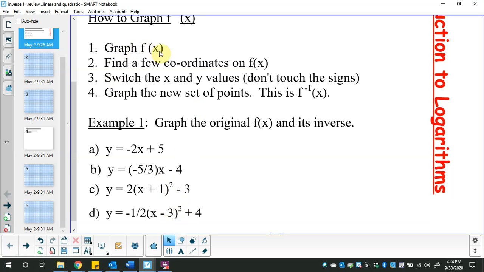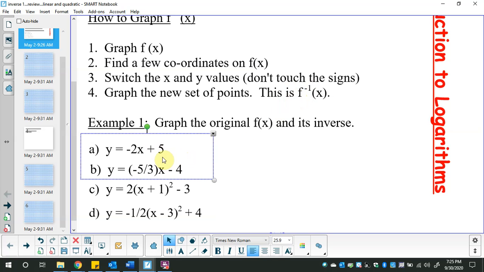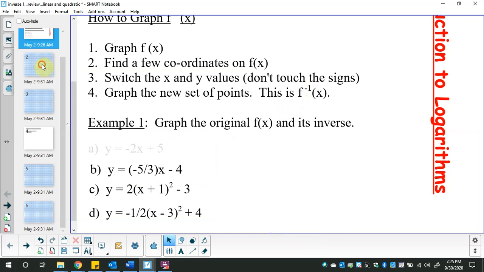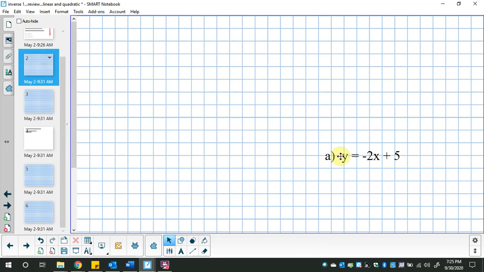What you do is you graph the original function, you find a few coordinates of that function, and then you switch the x and y values. You don't touch the signs. And then you graph a new set of points, and then you can connect them, and it becomes the inverse. So we're going to go through that step, and we're going to go through it with this particular example. So I'm going to plop it on this graph paper, and we're going to proceed to do that.